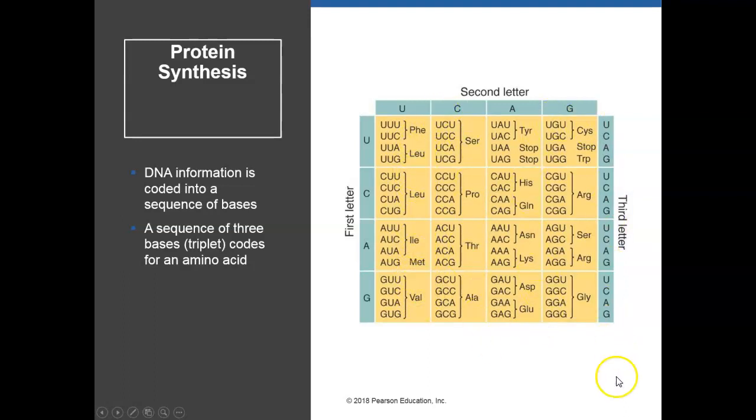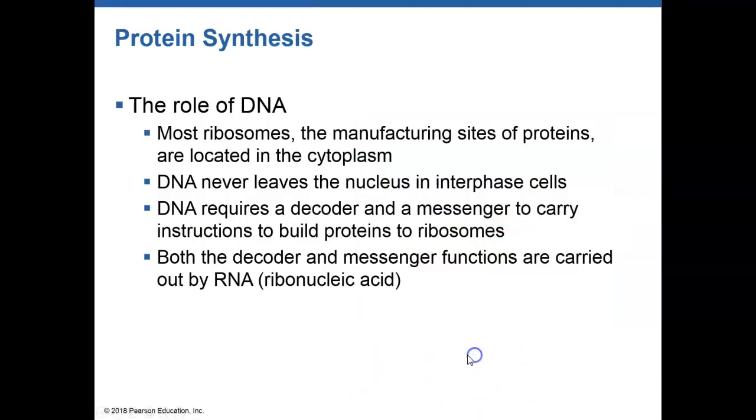So we have 20 amino acids total, but there are 64 codes. 61 codes code for amino acids, and then 3 code for stop. Right here, here, and here, okay? So I'll come back to this table when we're talking about translation and how we translate or produce the protein itself.